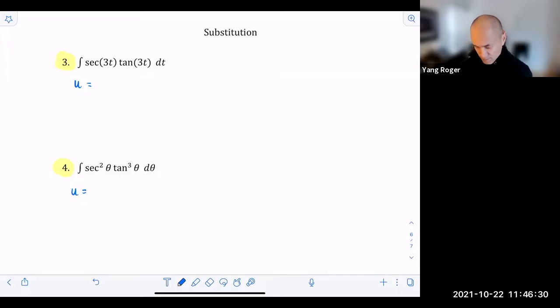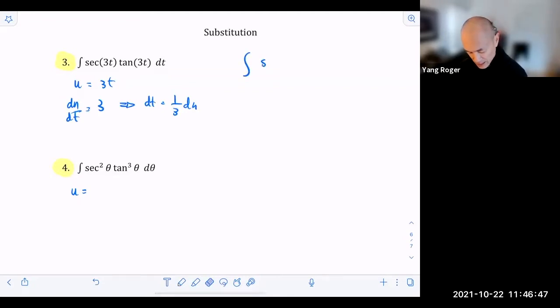So if u was your 3t, du dt is equal to 3. This tells you that dt is equal to 1/3 du. So you get the antiderivative of secant of u tangent of u times 1/3 du. And you can pull out the 1/3.